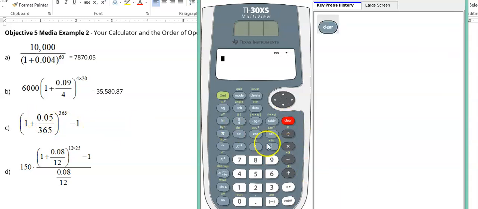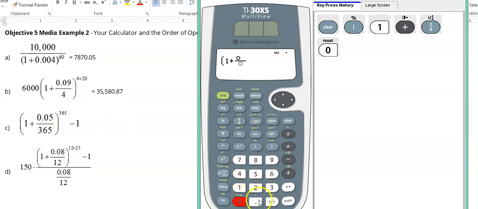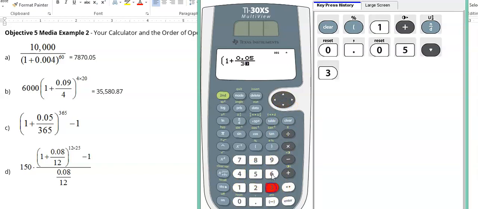Okay, so here we start with parentheses. And we have 1 plus. We're going to put in our fraction, 0.05 over 365. Now I need to close the parentheses. I want to show you something. Say I hit the parentheses now. Notice that's in the denominator. So that's an error because I want it outside.